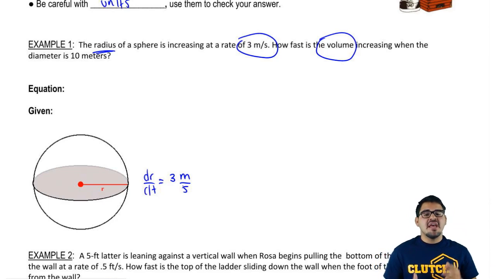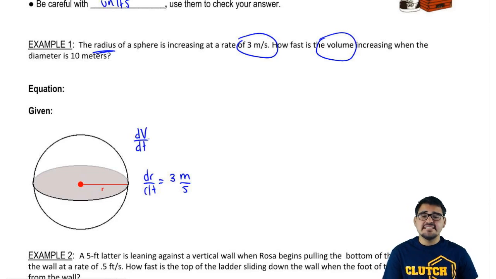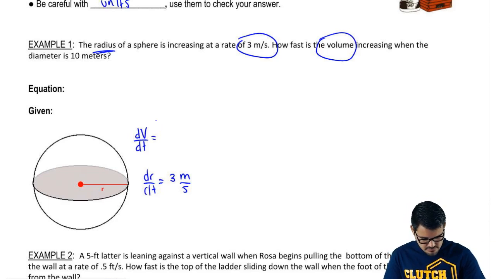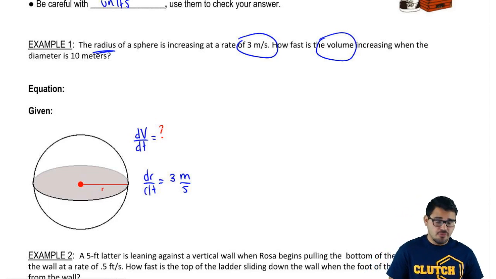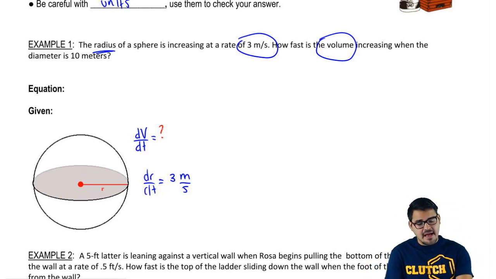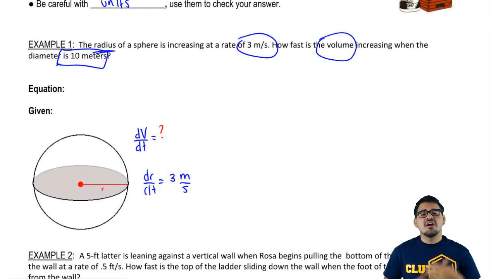So now we've got to talk about the change in the volume, right? The rate of the volume. Our variable is going to be capital V, and it's going to be dV/dt, the change in volume over time. That's what we care about. We want to see how the volume is increasing over time. But this is actually going to be a question mark because we don't know what it is. That is our goal, our unknown rate that we're looking for. And they just tell us that the diameter is 10. So we'll see how that helps us later on.